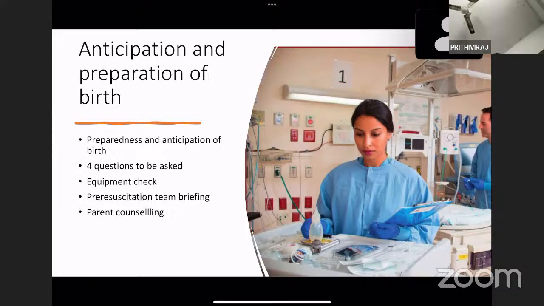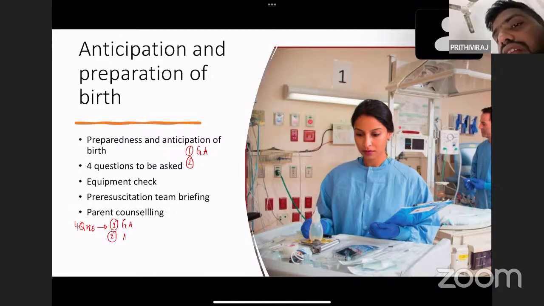So what are the four questions to be asked? This is the protocol you should know. The four questions have to be asked by a pediatrician, or the person who is coming to take care of the newborn baby, to the ob-gyn people. First, what is the expected gestational age? Second, are any additional risk factors present in the mother? Third, what is the amniotic fluid status, whether it's adequate, oligo or poly, and what is the color? So you should know the quantity and the color.